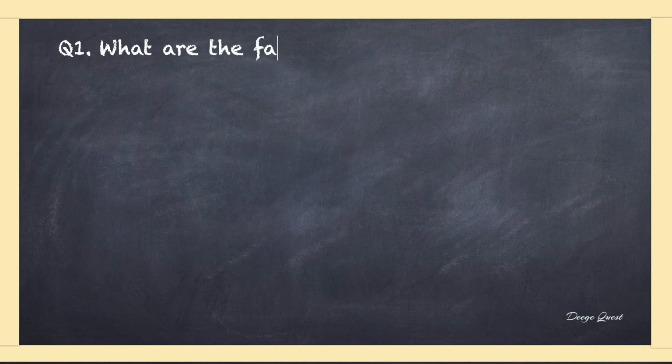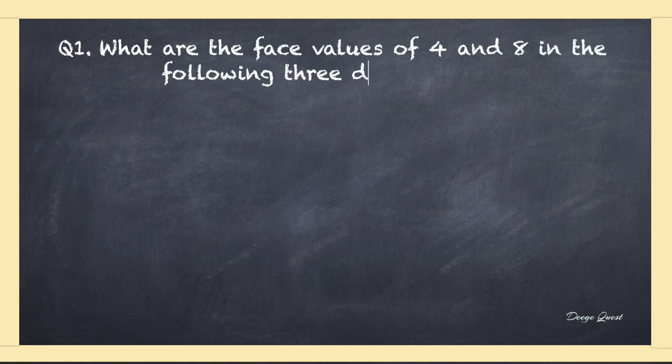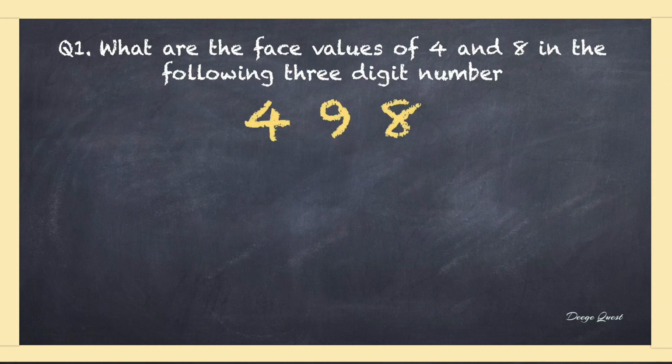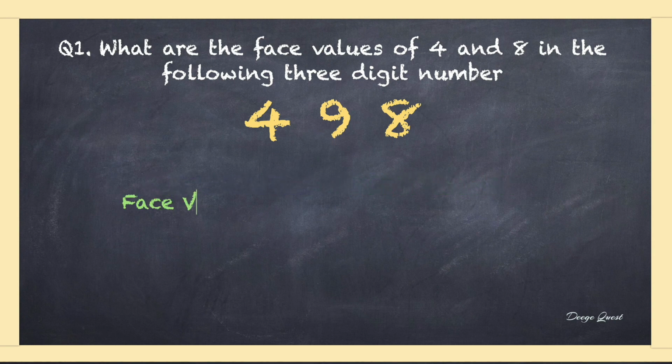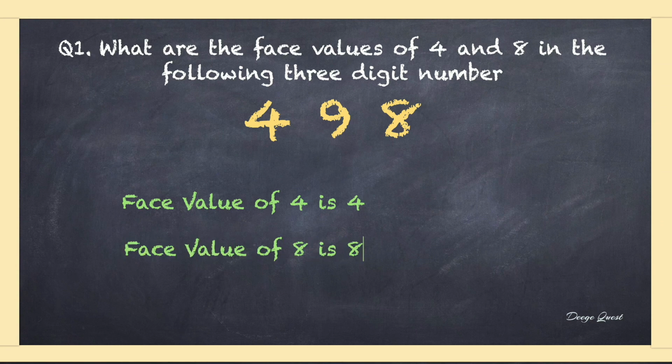First one is, what are the face values of 4 and 8 in the following 3-digit number? 498. Since we know that the face value of the digit is equal to the value of the digit itself, the face value of 4 will be 4, and the face value of 8 will be 8. Now let's go to the next one.